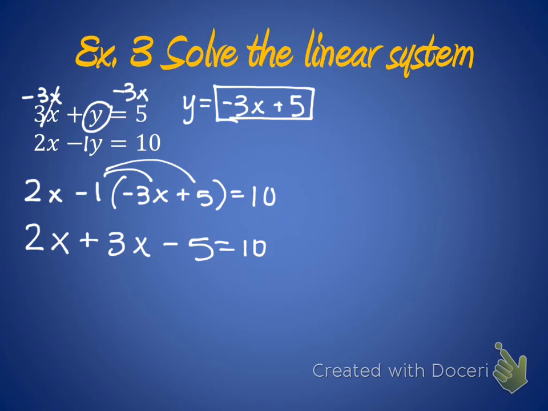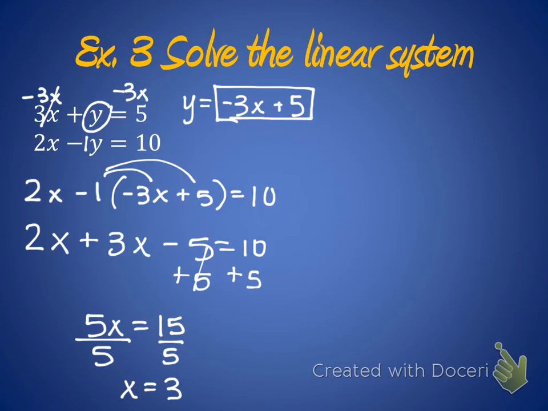Now what would I do? You would add 5. What else could I do? Add 2x and 3x, which is 5x equals 15. Then I need to divide by 5, and x equals 3. Now what do I do?